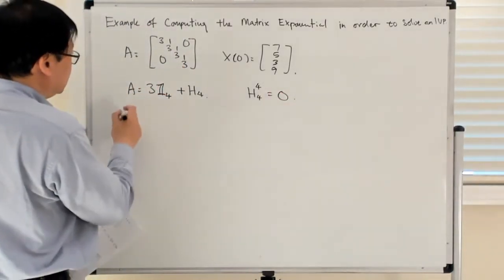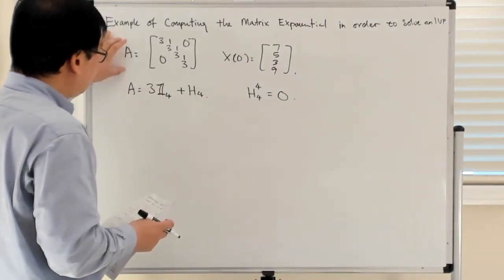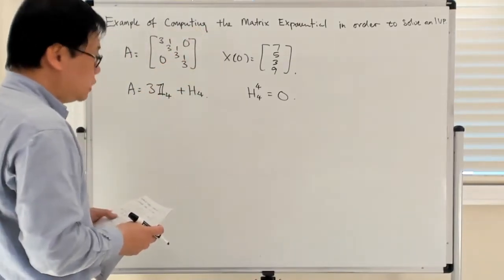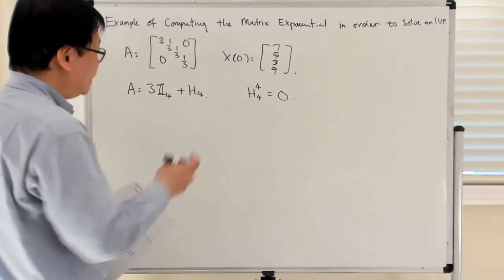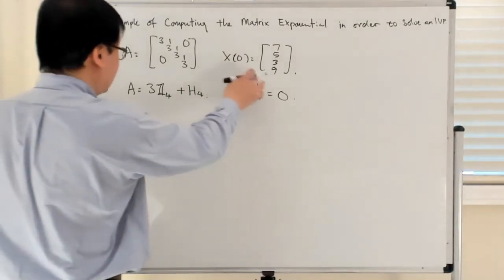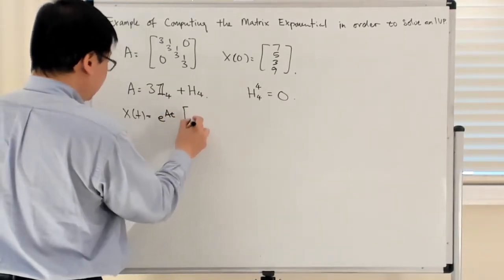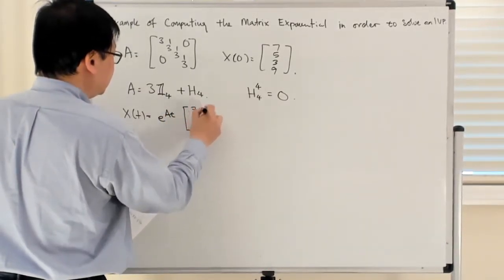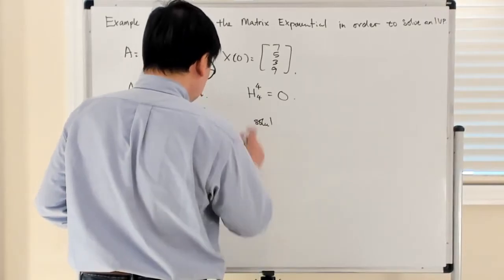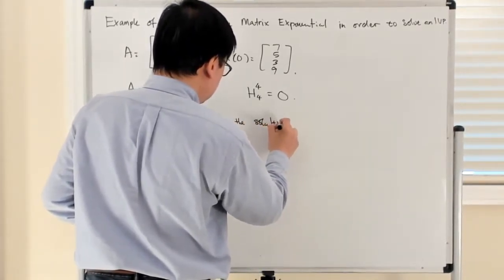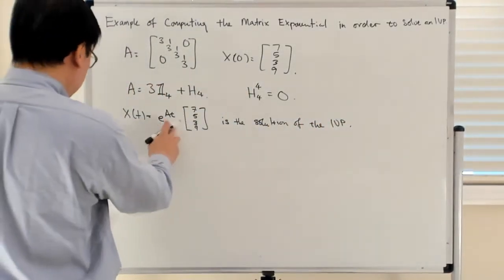Okay, so we know from the general discussion we had that the solution of this initial value problem is expressed in terms of the exponential of A times t, multiplied into the initial data. So x of t equals e to the At times this vector 7, 5, 3, 9, is the solution of the IVP, initial value problem. Okay, so I have to compute e to the At.